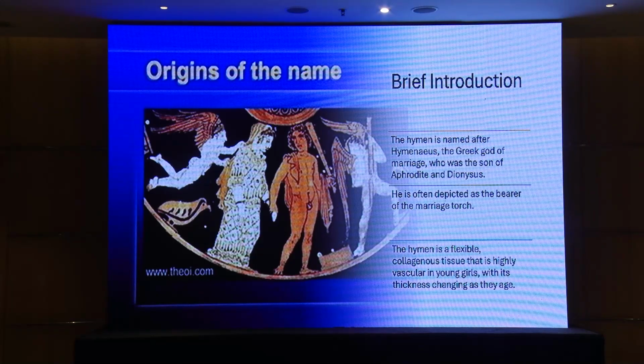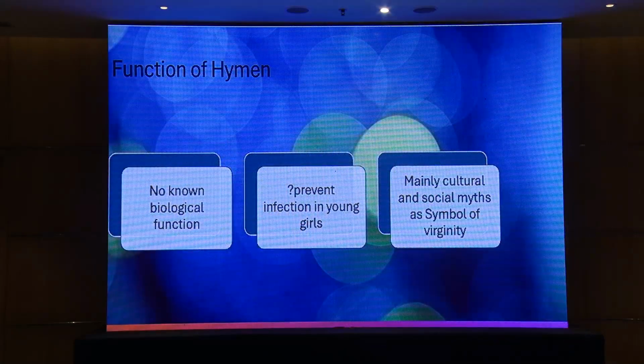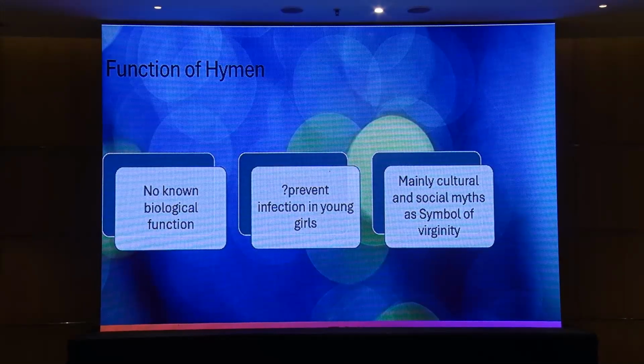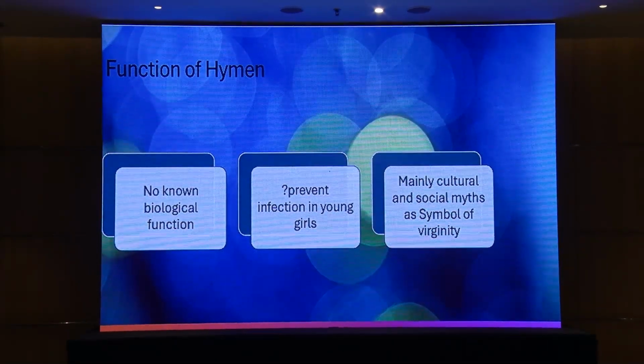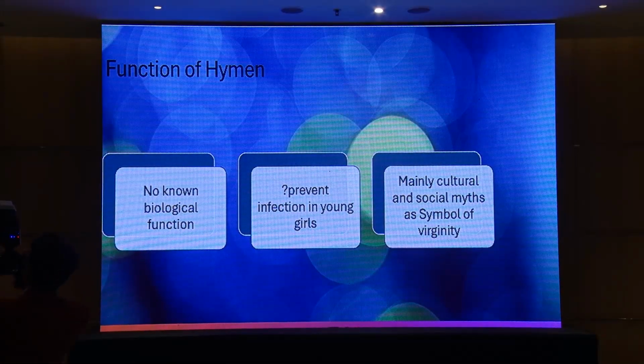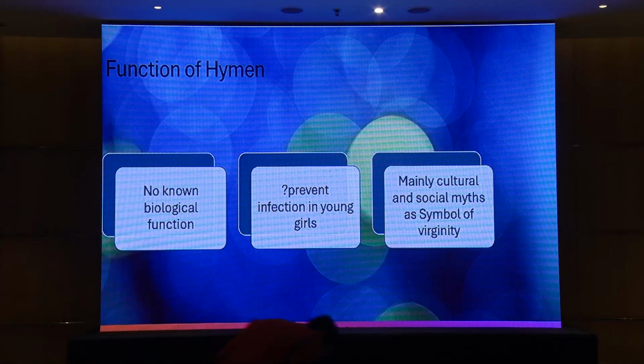The hymen, as we all know, is a collagenous tissue, very flexible, and highly vascular in young girls, but it thickens with age. So we should not restrict ourselves to thinking it's a young age issue. It is nowadays being demanded at older ages also. It has no biological function. It is assumed that it is there to prevent infection in young girls and to regulate their menstrual flow, but it is mainly cultural and social, a symbol of the myth of virginity.